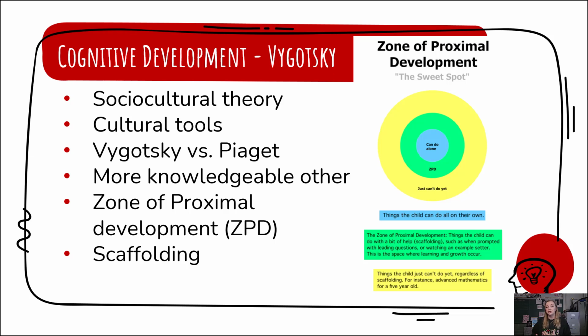If we scaffold a situation or a problem for the child, then they can reach higher levels of cognitive development or cognitive thought. This is what most education is built off of. This idea that we know you can do this skill right here. We want you to do this skill. I'm going to provide you with some support to help you bridge that gap between those two different skills.